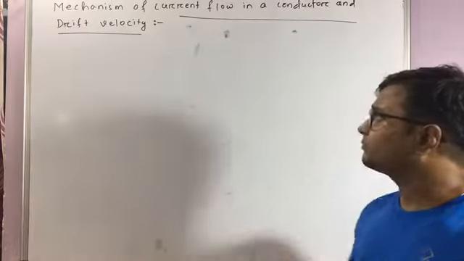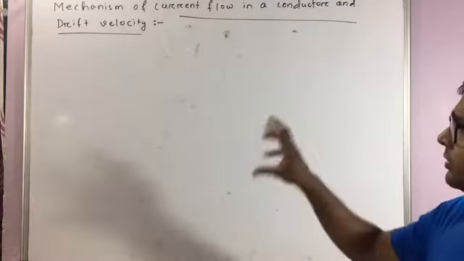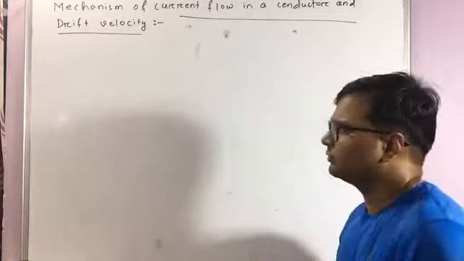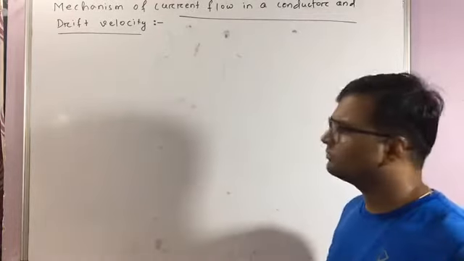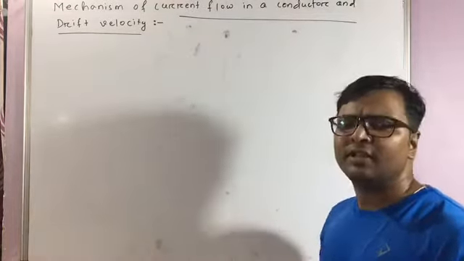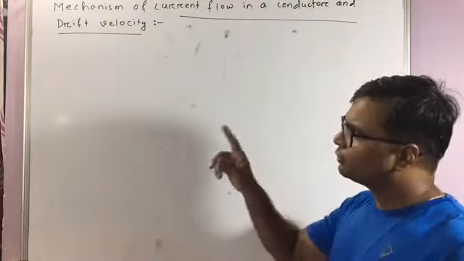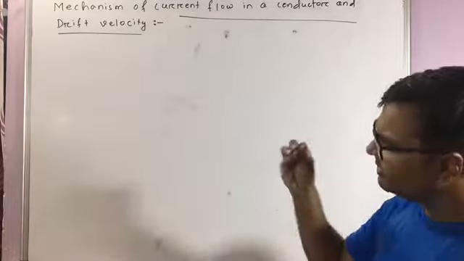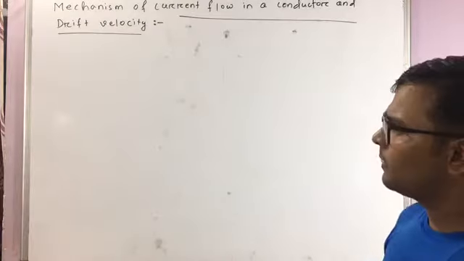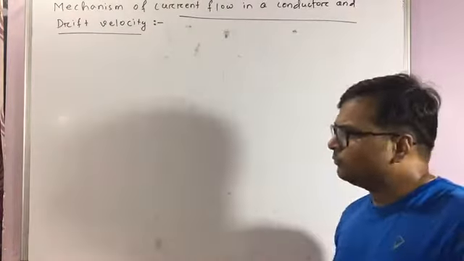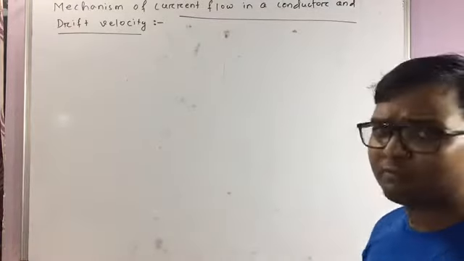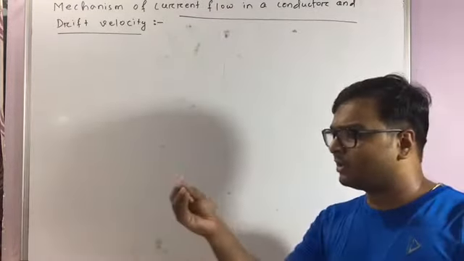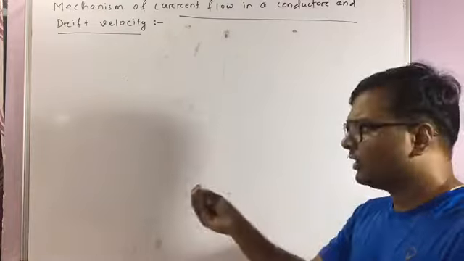Before that, let me explain the structure of a conductor. Suppose you take a copper wire. If you do not know how the atoms in a copper wire are arranged, then the microscopic reason will be very difficult to understand. So I have already discussed the structure of a normal bulk solid or bulk metal.